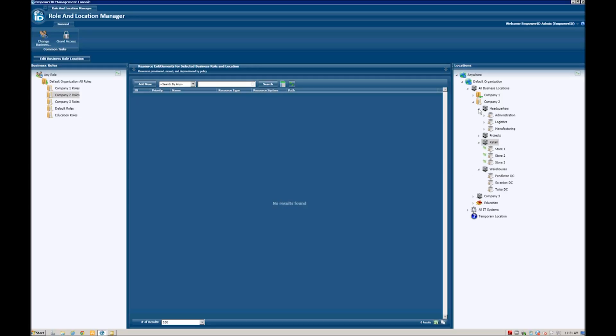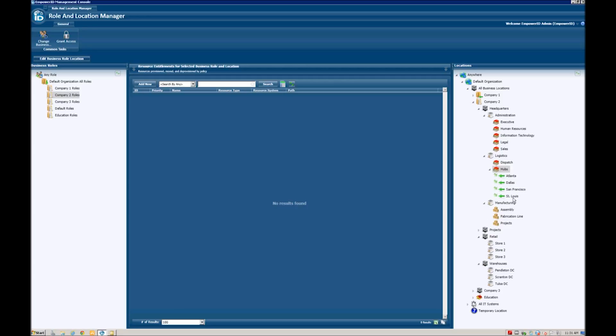Then we also have headquarters, which is broken out into a high level of departments, with the exception of logistics, which does need to be able to track drivers based on the hub that they run out of. So we've got Atlanta, Dallas, San Francisco, the basic transportation hubs where they dispatch their drivers from. All right, these are our locations, relatively straightforward for this particular organization. So now let's take a look at our role structure that we need to operate for this particular company.